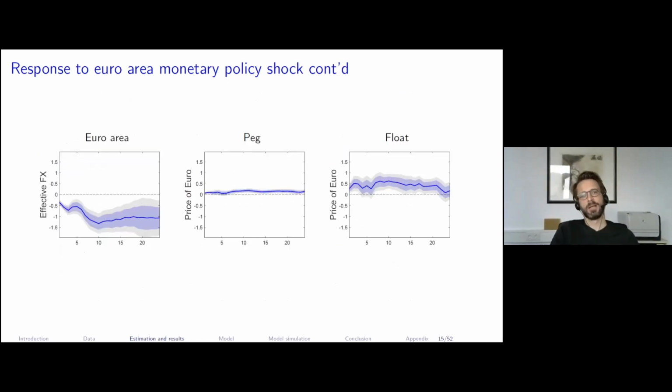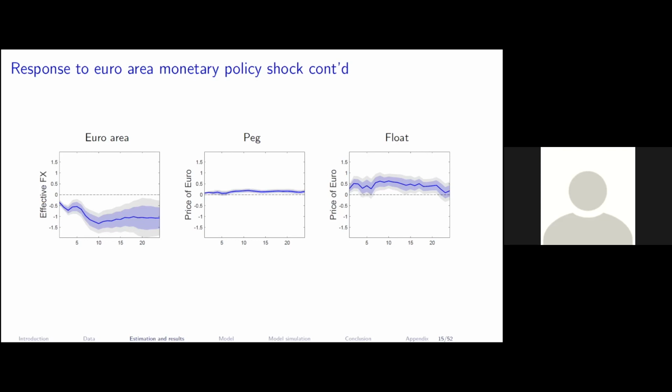Last figure, you see the euro area effective exchange rate in the left panel. It's appreciating gradually, so there's some undershooting on impact. And then gradually the euro appreciates against all major currencies. Now, if we look at peg and float, we see the price of the euro. You see the peggers or intermediates are not responding much. And then you see some response of the exchange rate for the floaters. So it's a 0.5% depreciation against the euro.